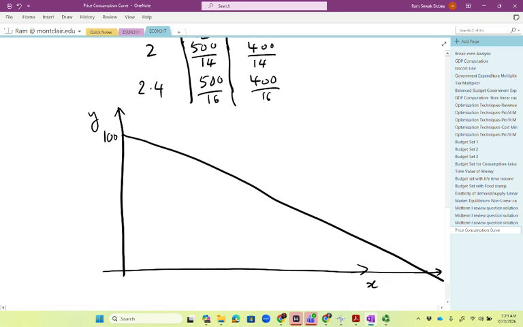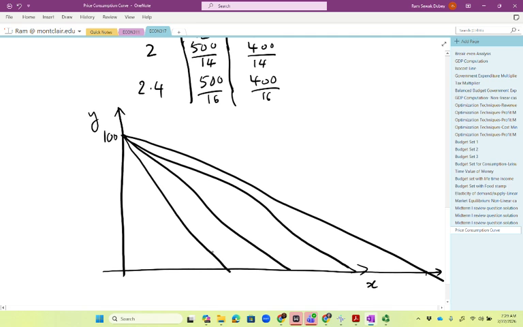So let's say this is the budget line when the price of good x is 0.8. When the price of good x goes up, the budget set shrinks inward. These are the budget sets we are facing as we keep increasing the price of good x.